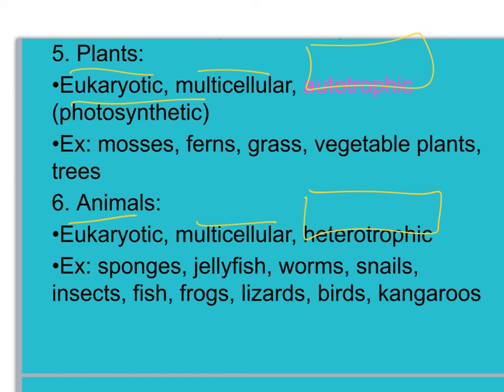Now, animals, some people might not realize that sea sponges are actually animals. Jellyfish, worms, any insect, fish, reptiles, amphibians, birds, and of course, mammals.